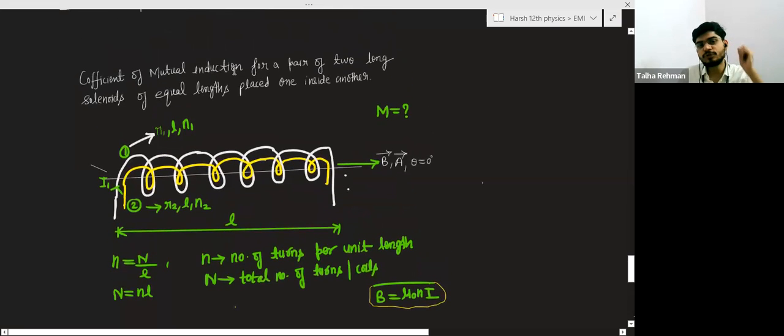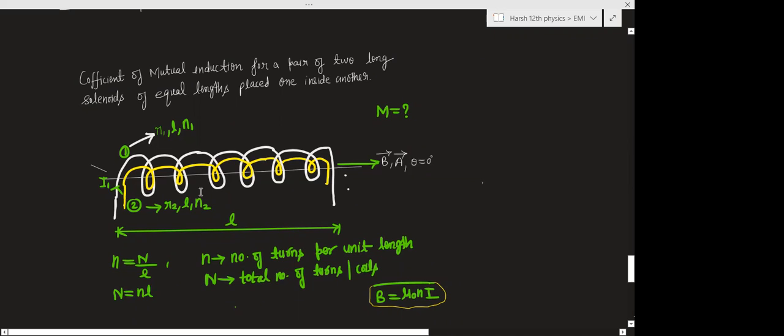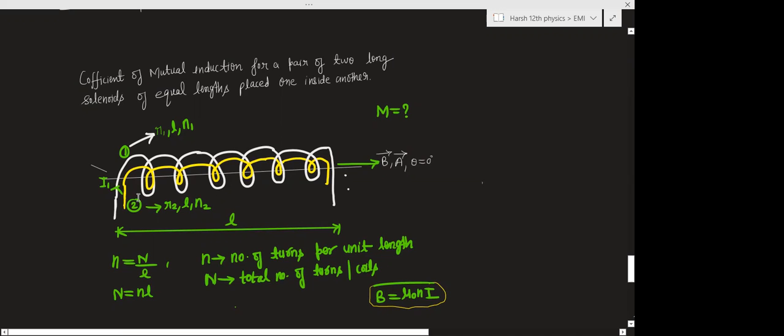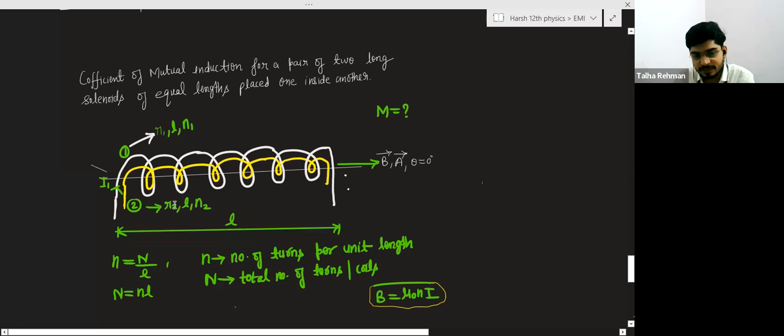So we have to find the coefficient of mutual induction for a pair of two long solenoids of equal length placed one inside another. This yellow color solenoid is inside the white color solenoid. Suppose initially the current I1 is flowing in this white color solenoid. This is the bigger solenoid. The yellow color solenoid has radius R2, length L, and number of turns per unit length N2.